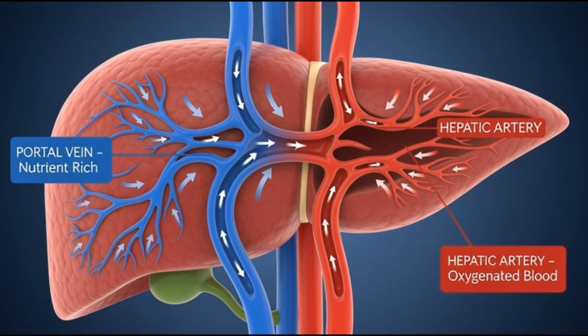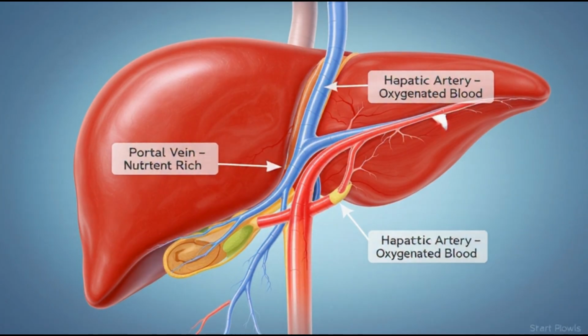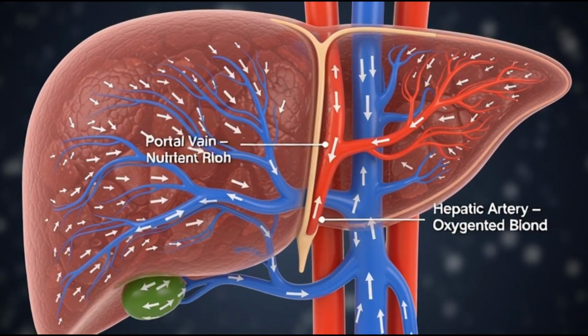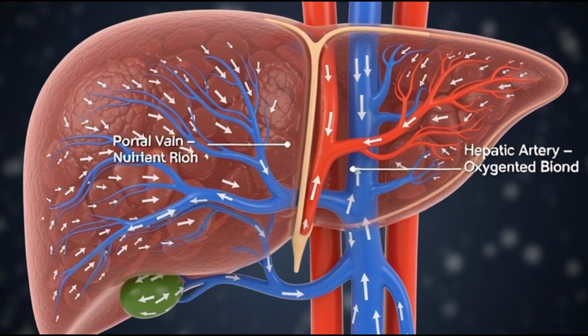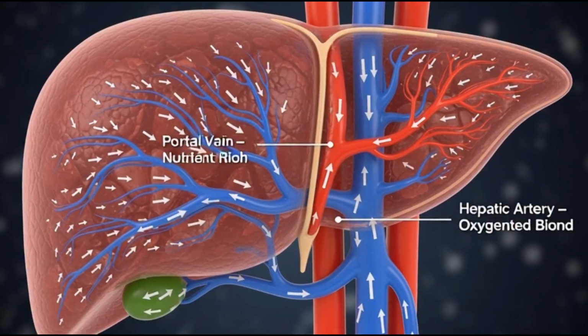The liver has a dual blood supply: the portal vein, carrying nutrient-rich blood from the intestines, and the hepatic artery supplying oxygenated blood. This unique circulation allows the liver to efficiently process nutrients and toxins.